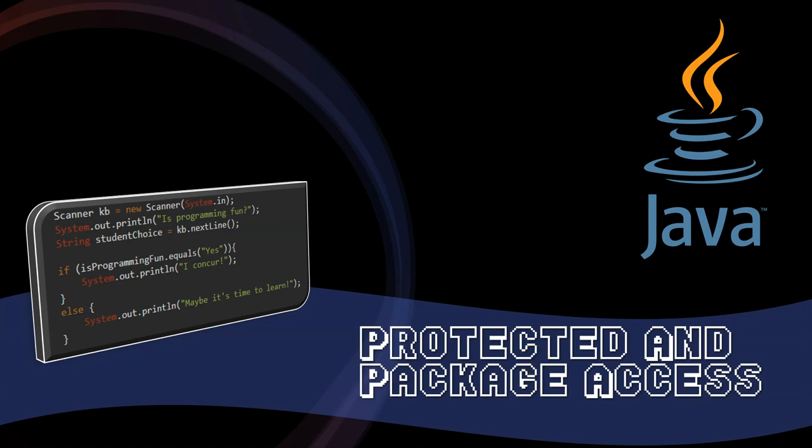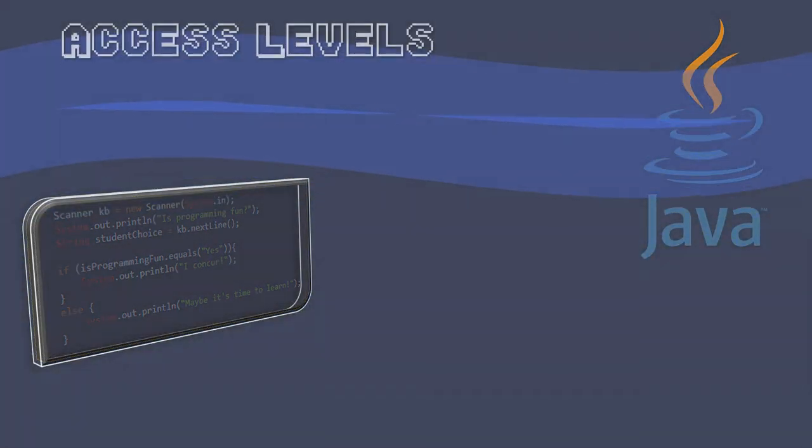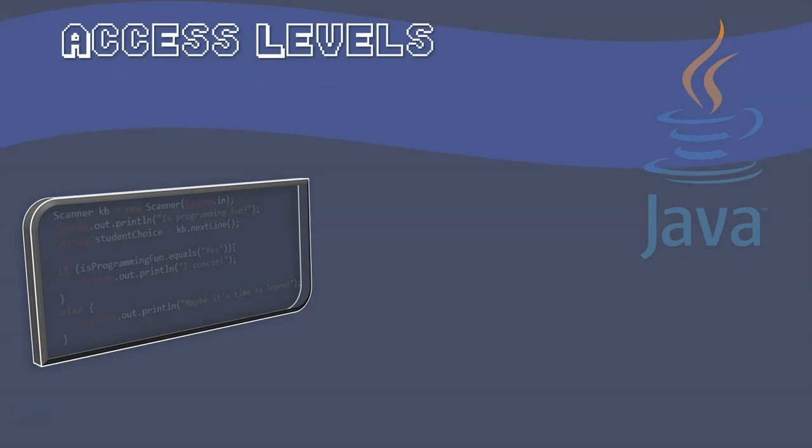And welcome back. As we continue our programming journey, today we're going to take a little moment to talk about the difference between protected and package access. Now, we have discussed some access levels in the past, and we've seen some of these modifiers and how they can play a role in how things can work in our program.